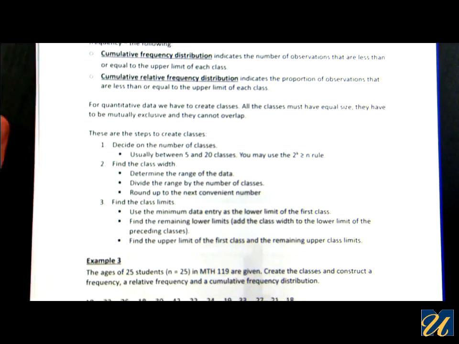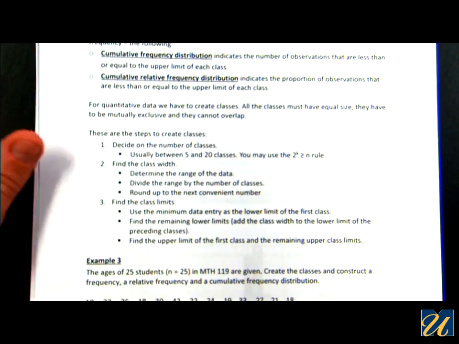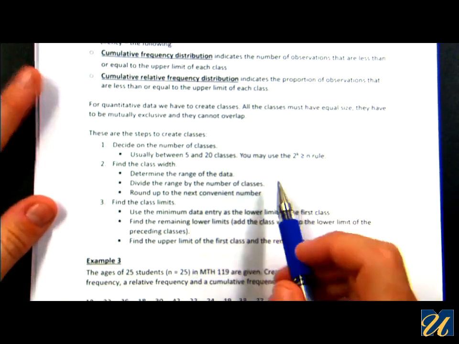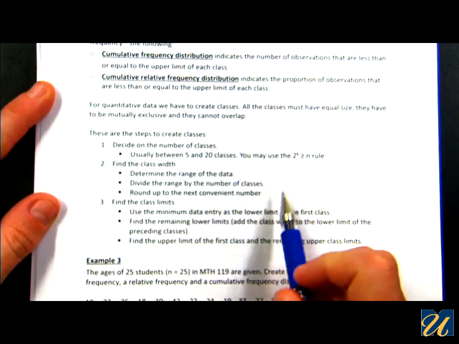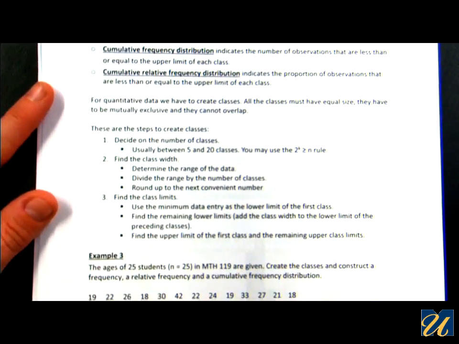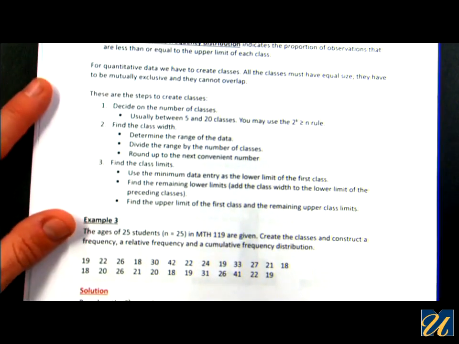The class width is calculated by taking the range of the data, maximum minus minimum, and dividing it by the number of classes that we want to create. Whatever the number is, whatever the decimal is, you always round up to the next convenient number, no matter what the decimal is. Now, how do we find the class limits?